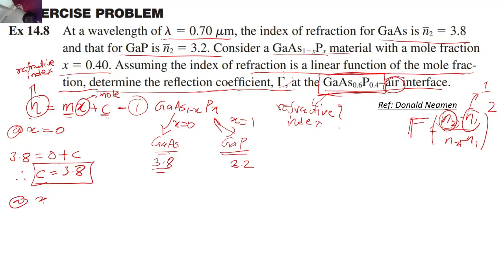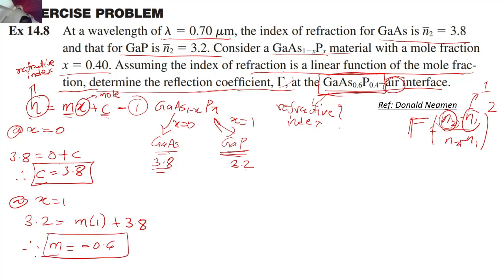Now at x equal to 1, I got gallium phosphide and its refractive index is 3.2, right? So 3.2 is equal to m times 1 plus c, which is 3.8. So that's why we got m equal to minus 0.6. So what your function became is, the refractive index is minus 0.6 times x plus c. This is what your refractive index actually is.